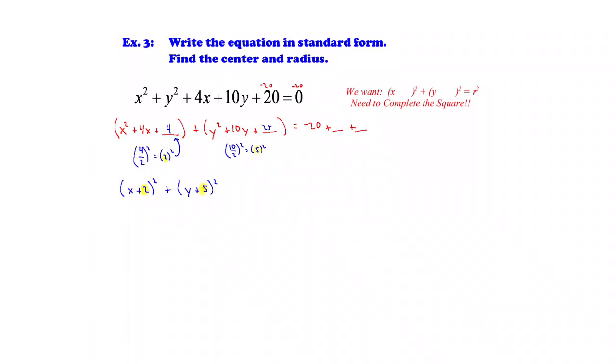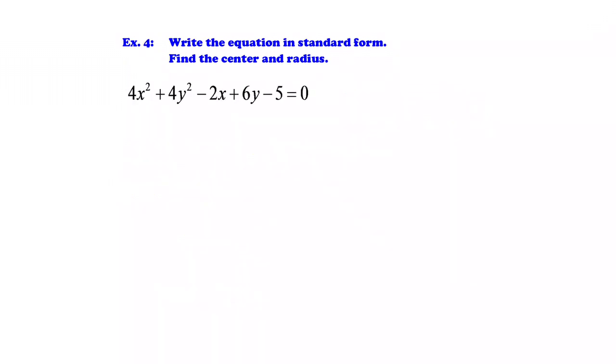So these are pretty easy to factor, but when you get to fractions, it gets a little bit more complex. Now remember, we added 4, so we have to add 4. We added 25, so we have to add 25 to the right side, and then that will give us a value of 9. And there's your equation of a circle in standard form. The center is at (-2, -5), and the radius squared is 9, so therefore the radius is 3. And that's how you write an equation of a circle in standard form.